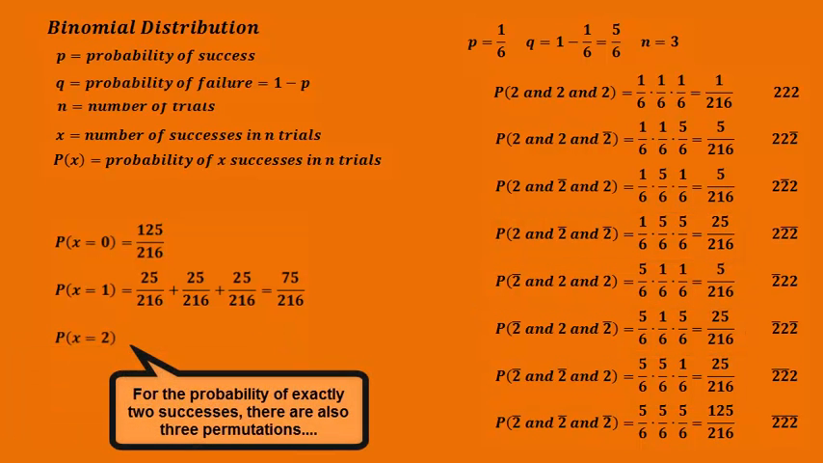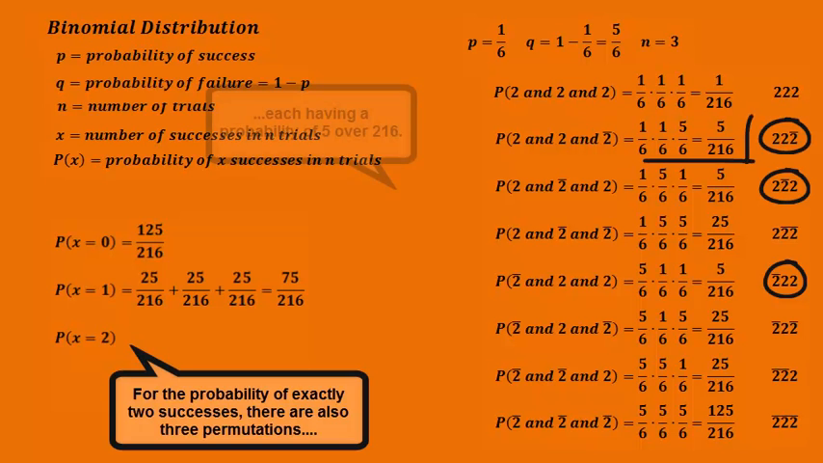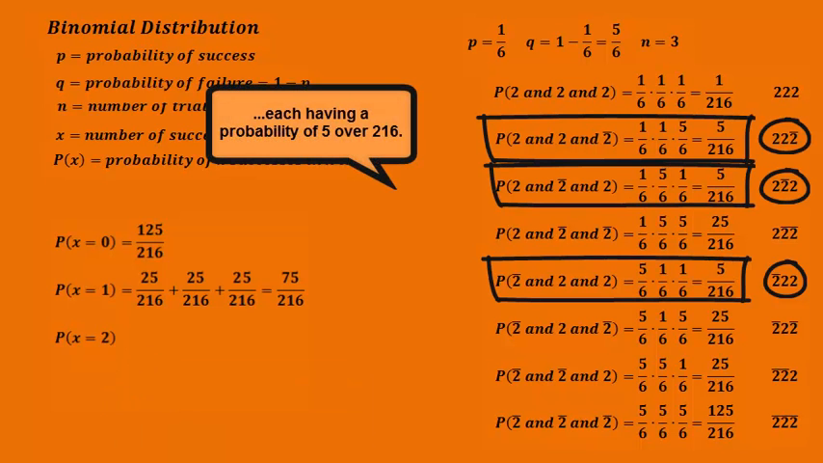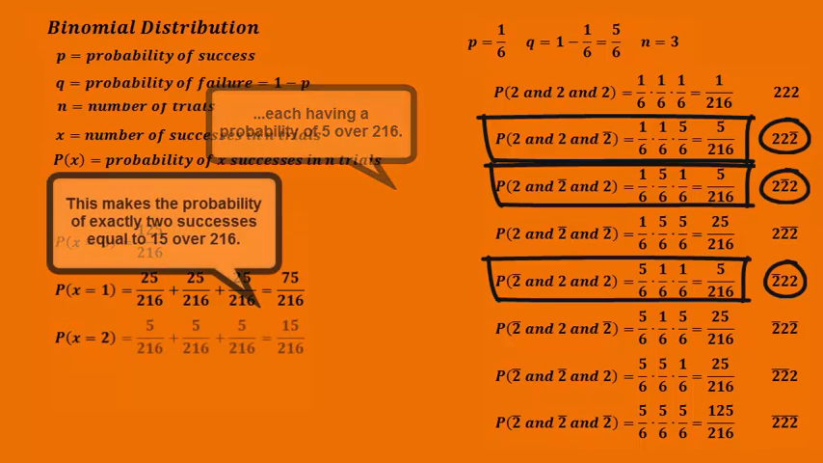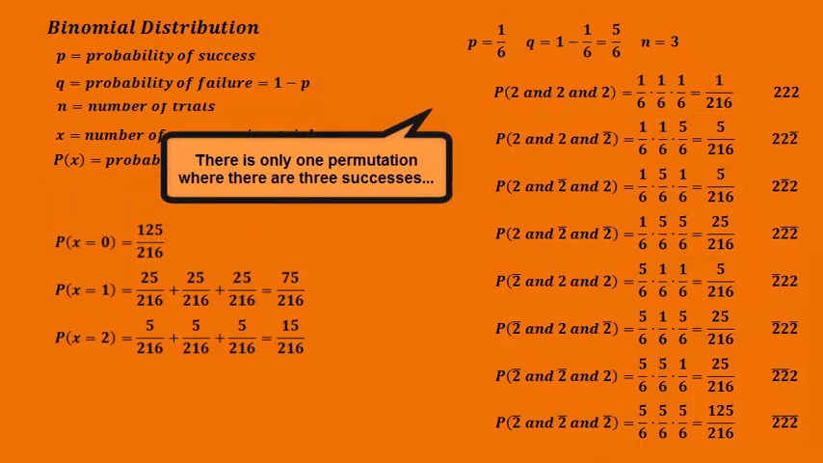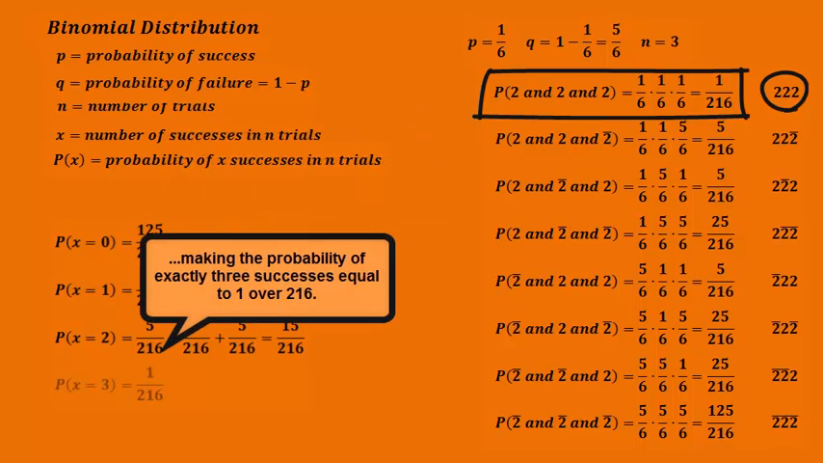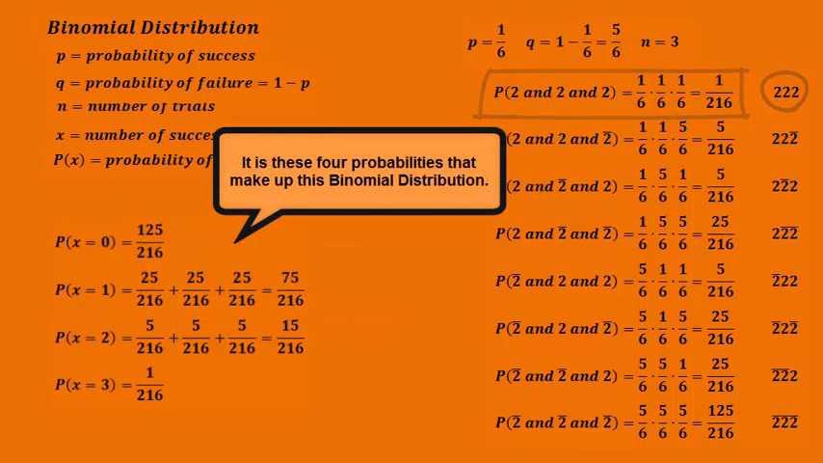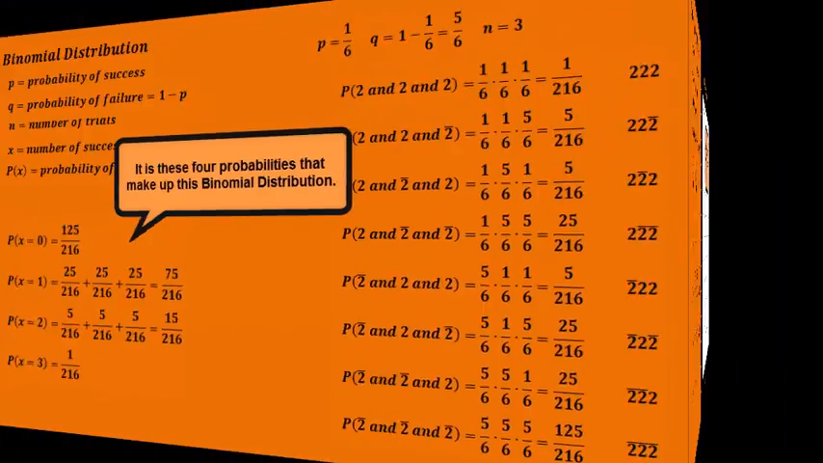For the probability of exactly two successes, there are also three permutations, each having a probability of 5/216. This makes the probability of exactly two successes equal to 15/216. There is only one permutation where there are three successes, making the probability of exactly three successes equal to 1/216. It is these four probabilities that make up this binomial distribution.